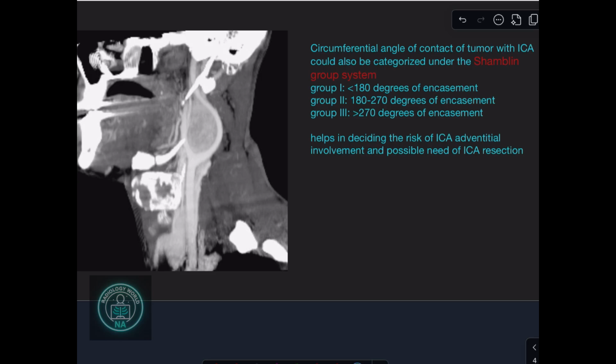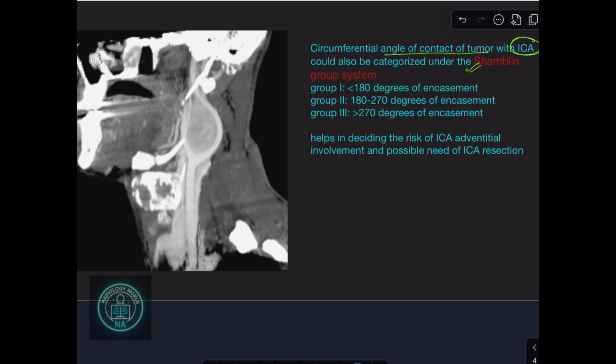Now this is the same tumor, the carotid body tumor, and you can see that there is again splitting of the ICA and the ECA. This is a CT image. Either they will give you a CT image or a DSA image. An important thing to note is that there is a classification system which you should know. This classification system is based on the circumferential angle of contact of the tumor with the ICA.